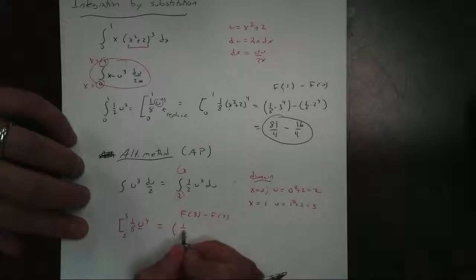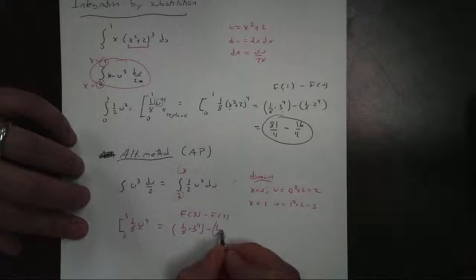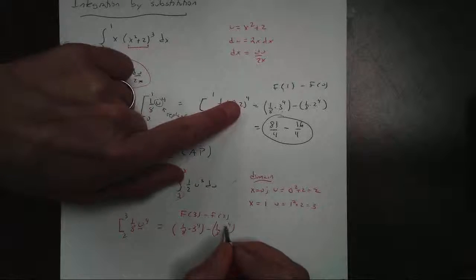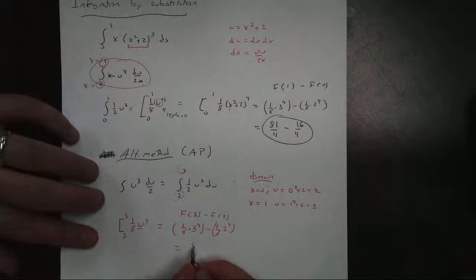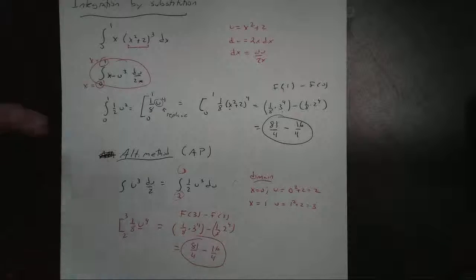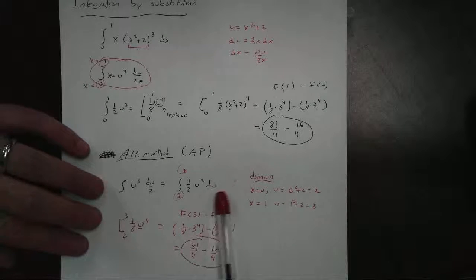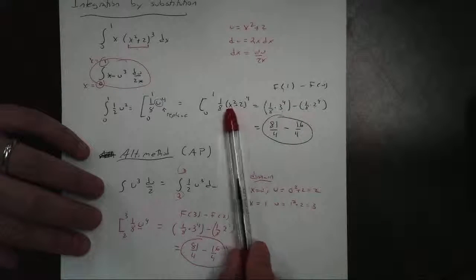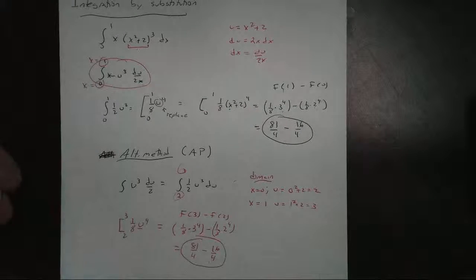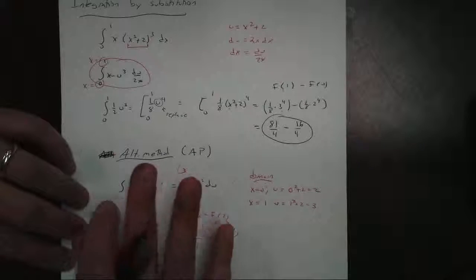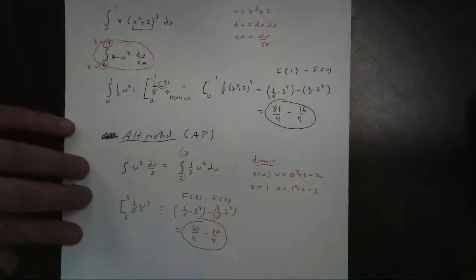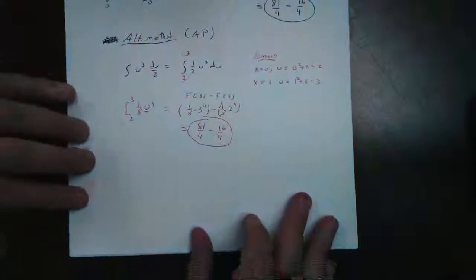And what we wind up with is 1/8 times 3 to the 4th minus 1/8 times 2 to the 4th. And if you notice, I get the exact same thing. 81 over 4 minus 16 over 4. So both ways work. You just have to ask yourself, do you want to change your domain at the front end, or at the back end, where we have to plug back in your x? Either way is acceptable, but in the long run, most people do find the alternate method a little simpler to work with. So let's take a look at another example.